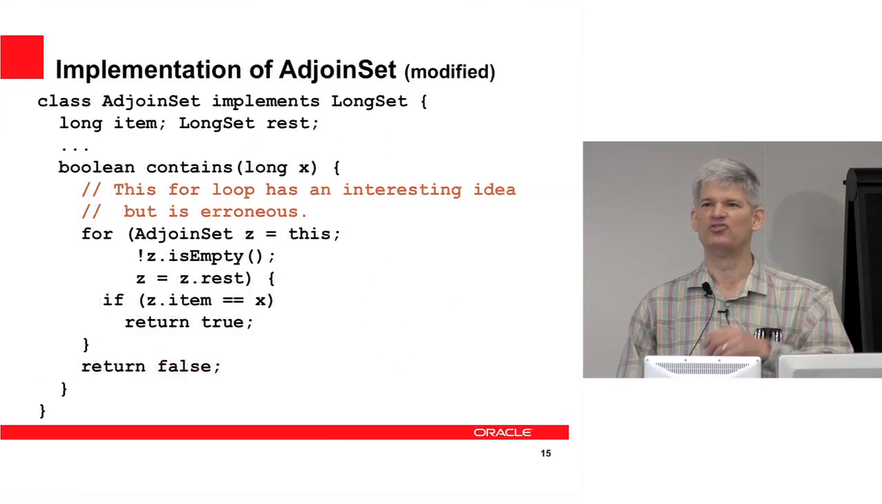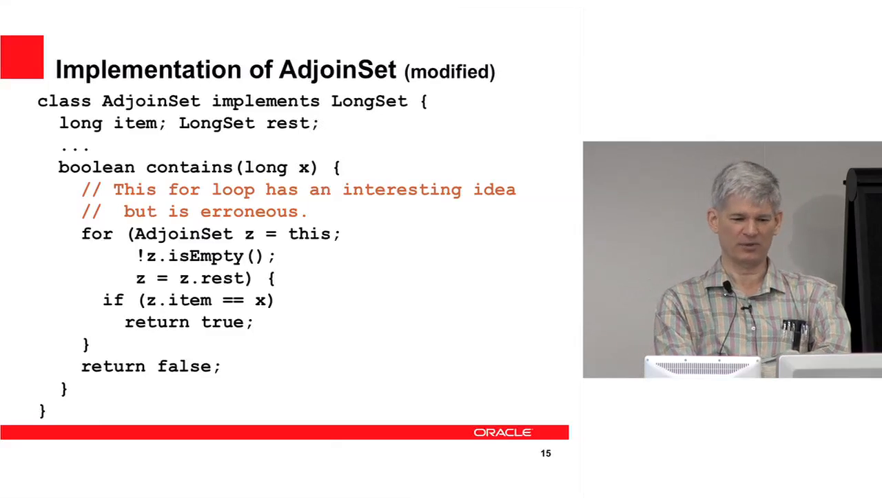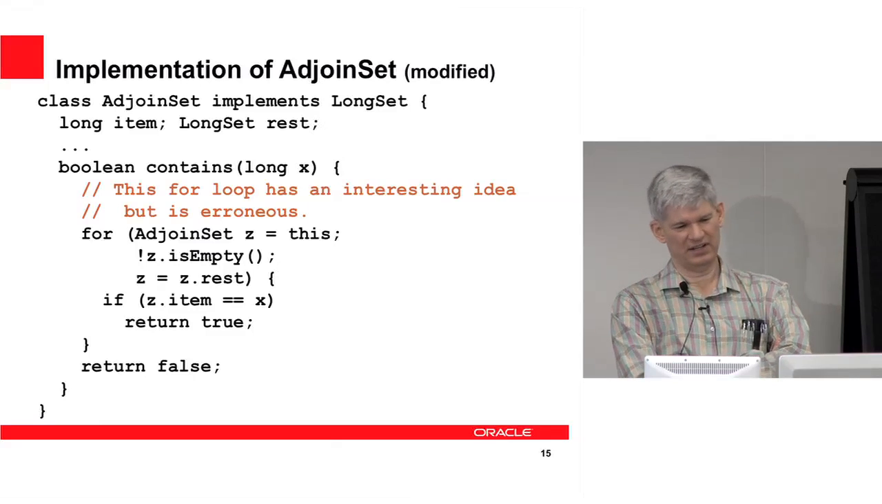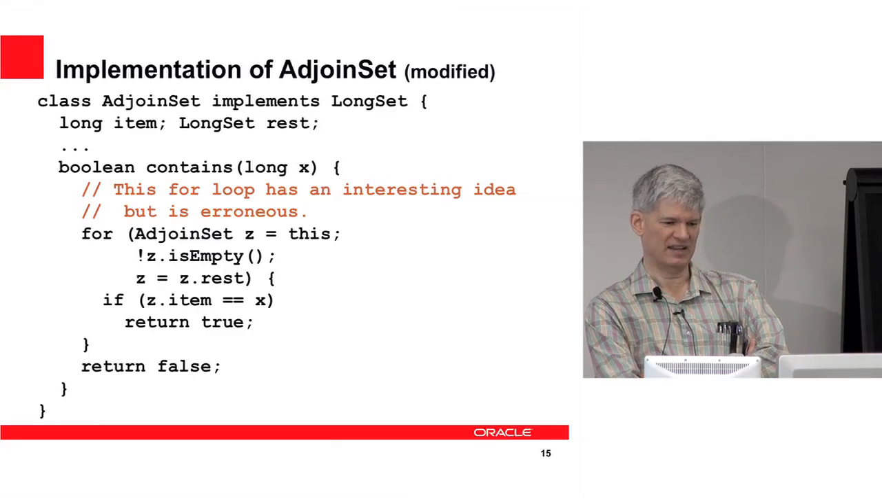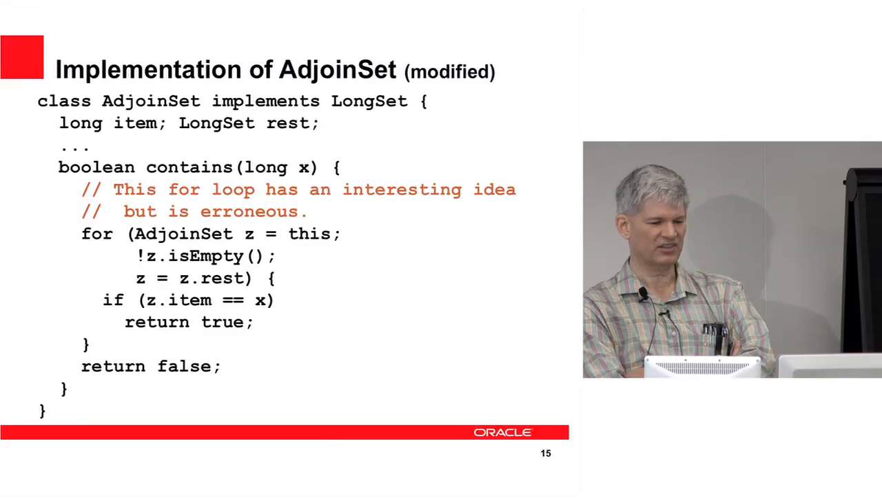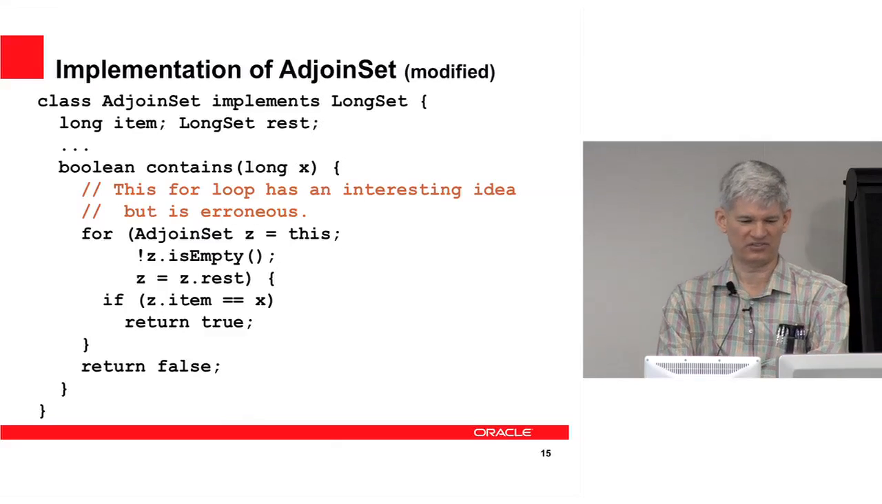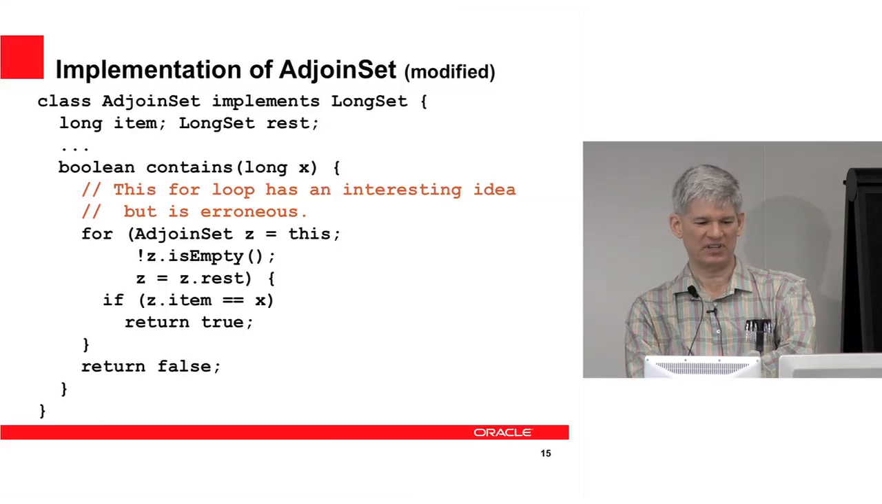What can we do to fix AdjoinSet so we avoid the stack overflow error? Well, a classic thing to do is to get rid of the recursion and replace it with a loop. So here is a recoding of that. We want to find out whether the AdjoinSet contains x. We make a variable z, initialize it to this, and we iterate by constantly saying z gets z.rest, as long as z is not empty.